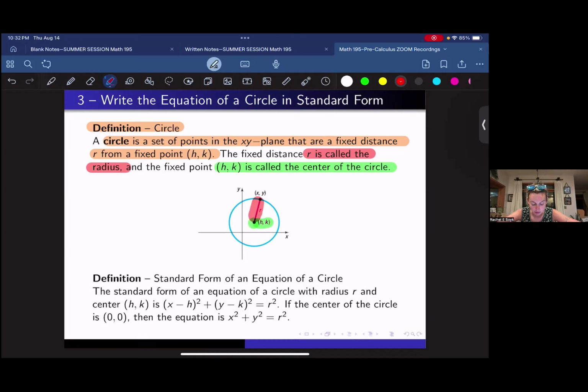Standard form of a circle is just putting it into our x minus h in parentheses squared plus y minus k in parentheses squared is equal to our r squared, right? And if we're looking at x squared plus y squared is equal to some number r squared, then that means our center point is just simply 0, 0 at the origin.